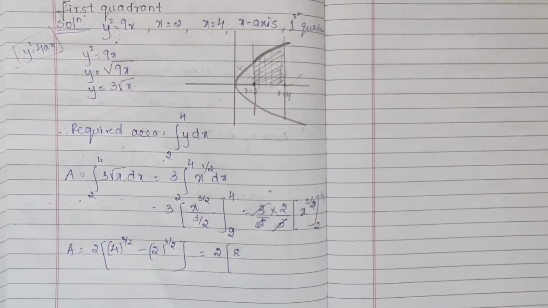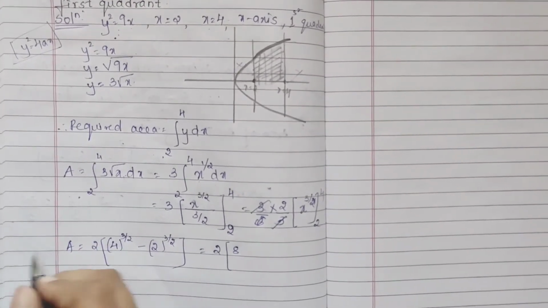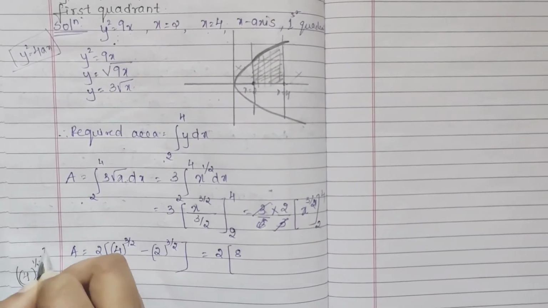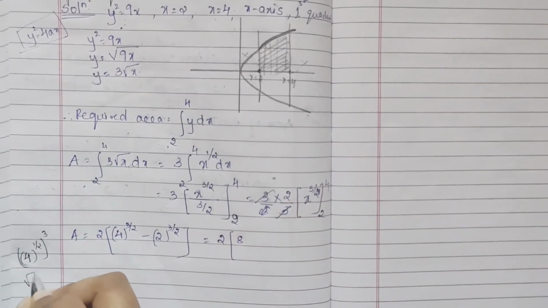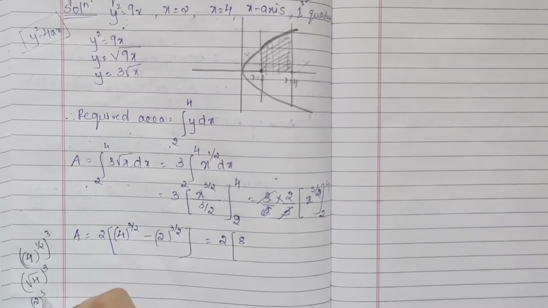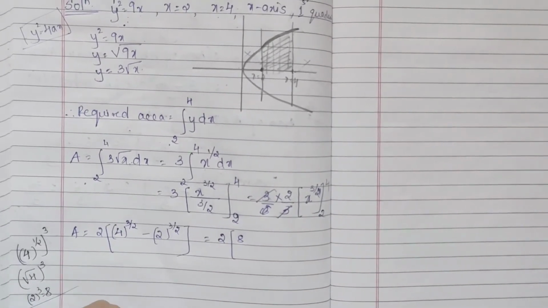How will it come? If you want, once again I will show you. 4 raised to 3 by 2. 4 raised to 1 by 2, again whole cube. I can do like this, right? 1 by 2 is what? Nothing but root. So it will be root 4 whole raised to cube. Root 4 is what? 2. 2 cube is 8. So directly 8.